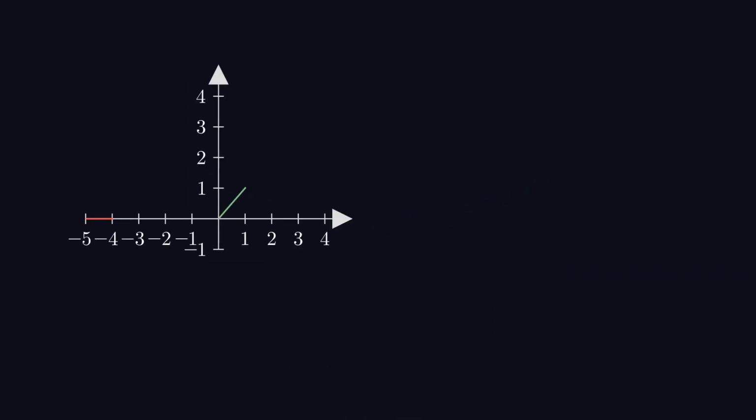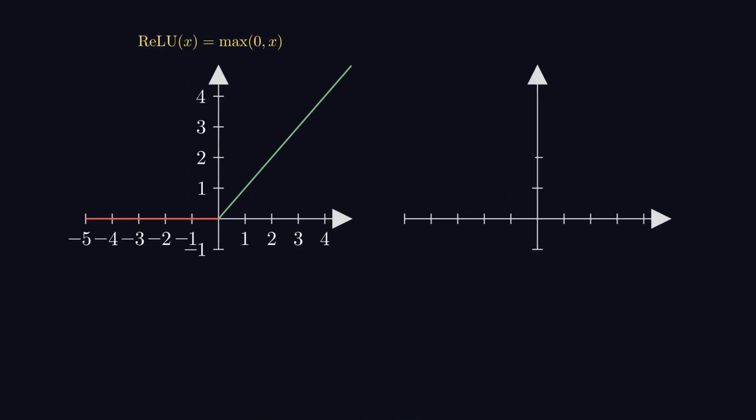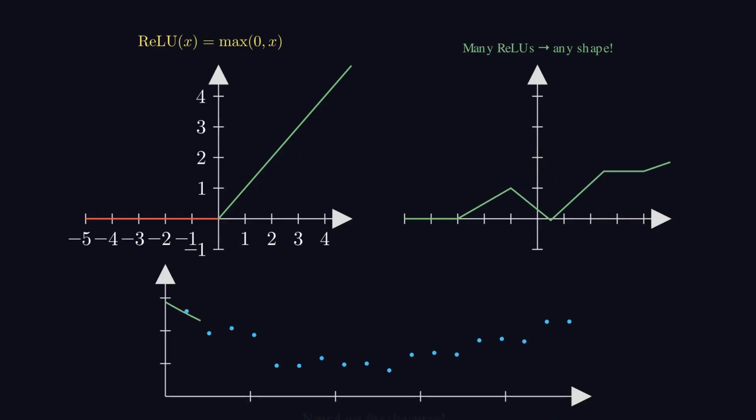The answer is one simple trick. After each linear transformation, apply a nonlinear function. The most popular one today is called ReLU, rectified linear unit. It does something almost stupidly simple. If the input is positive, keep it. If it's negative, set it to 0. That's it, max of 0 and x. But this tiny non-linearity changes everything.